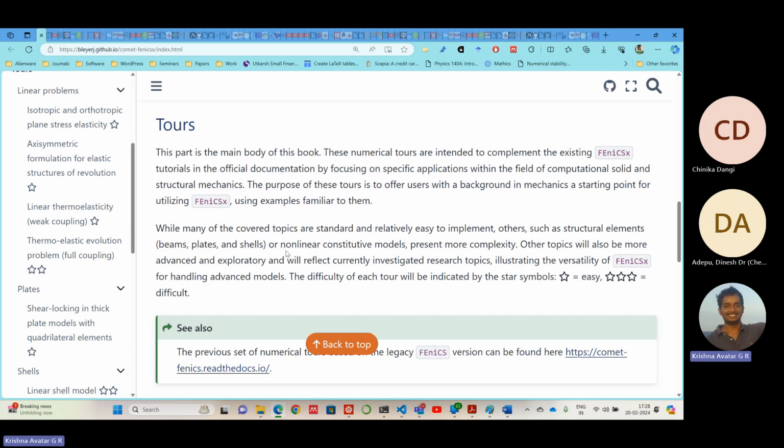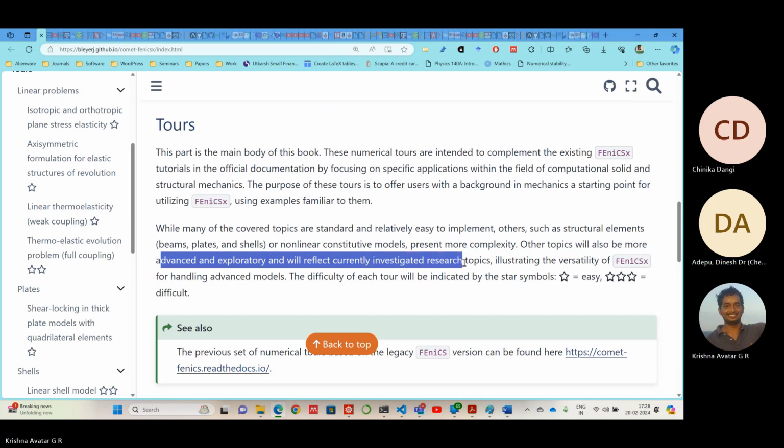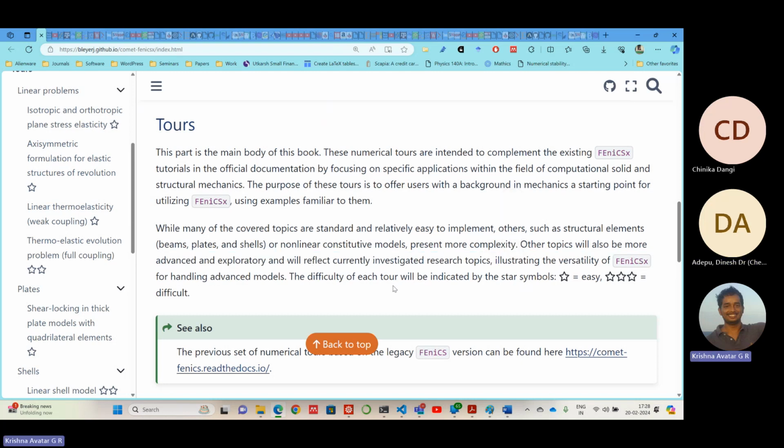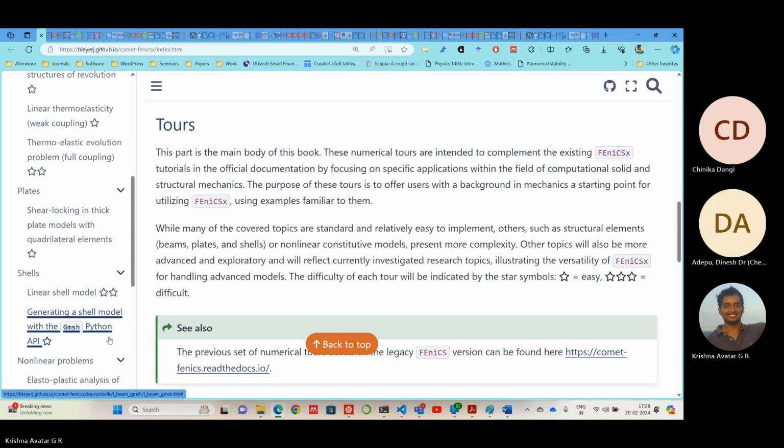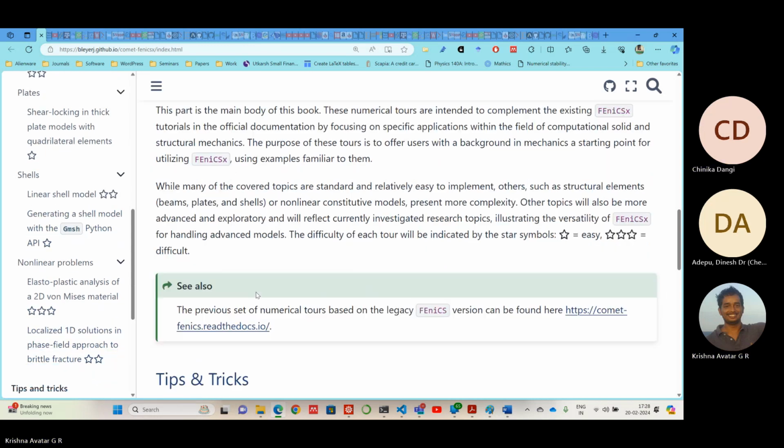plate shells, or nonlinear constitutive models present more complexity. Other topics will also be more advanced and exploratory and will reflect currently investigated research topics, illustrating the versatility of Phoenix for handling advanced models. The difficulty of each tutorial will be indicated by the star symbols. One star means easy and three stars means difficult.